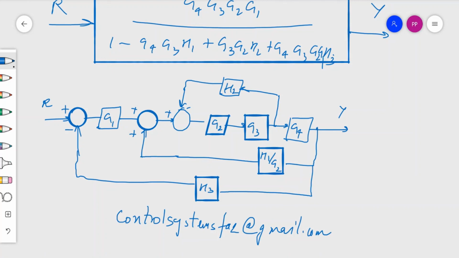This much is for today, and in the next class we will see how to work with the signal flow graph and Mason's gain formula.